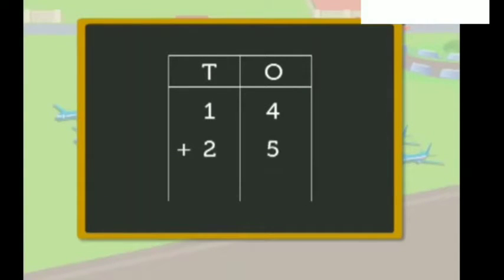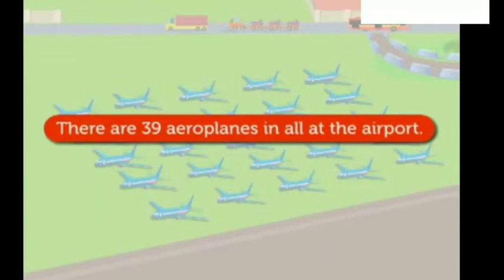First you have to write the numbers. 14 yellow aeroplanes: 1 is in the tens place and 4 is in the ones place. Then 25 aeroplanes. Add these two numbers. 4 plus 5 is 9, and 2 plus 1 is 3. Total aeroplanes are 39. There are 39 aeroplanes in all at the airport.